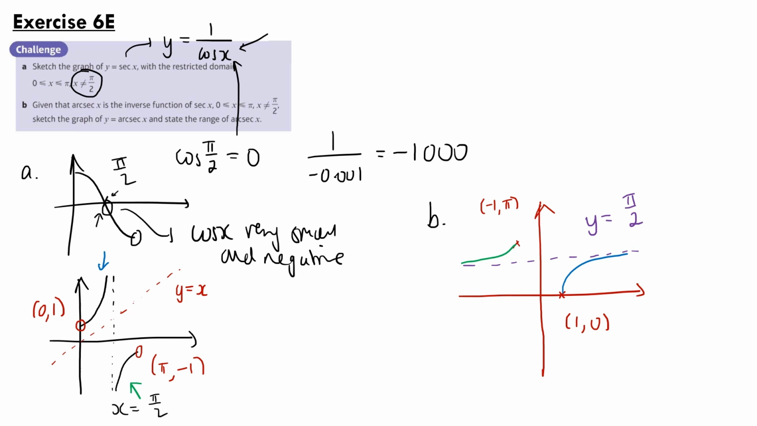Now, if we look at the range of this, then we can see we have every value between 0 and pi apart from pi over 2. So what we can say is the range is 0 is less than or equal to y is less than or equal to pi, for y not being equal to pi over 2, where we have that asymptote.